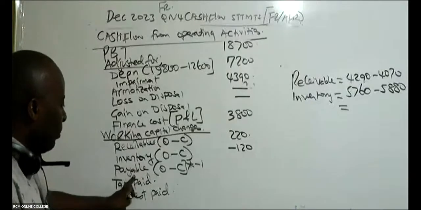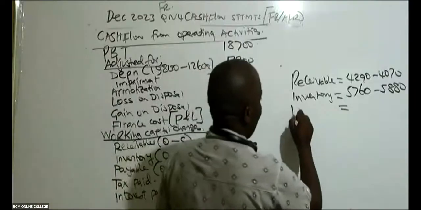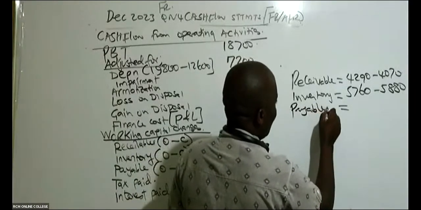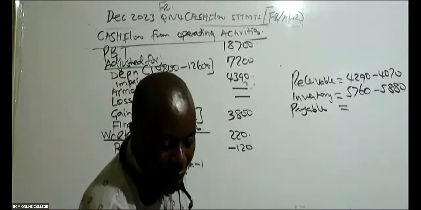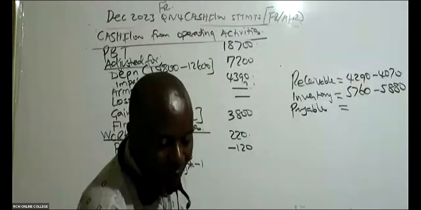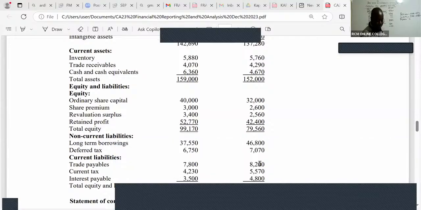Then you go to payables. Remember, working capital changes, there are three. We go to payables, you do the same. Payables, opening minus closing. What do we have here? I can see my payables here under liabilities. So I can see 8200 minus 7800.